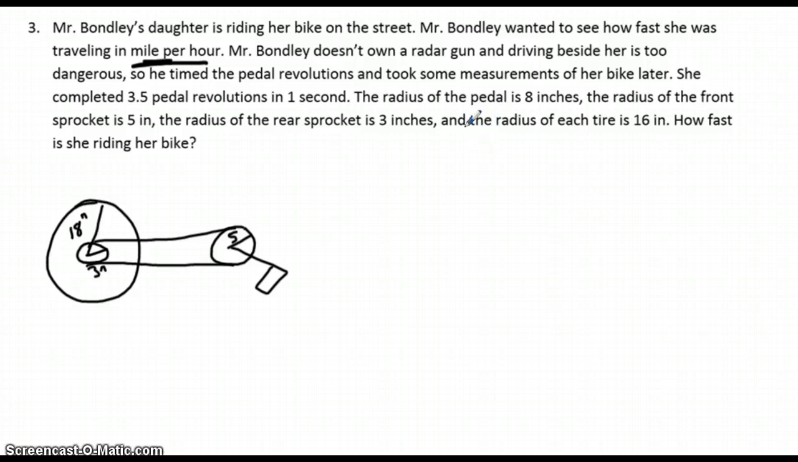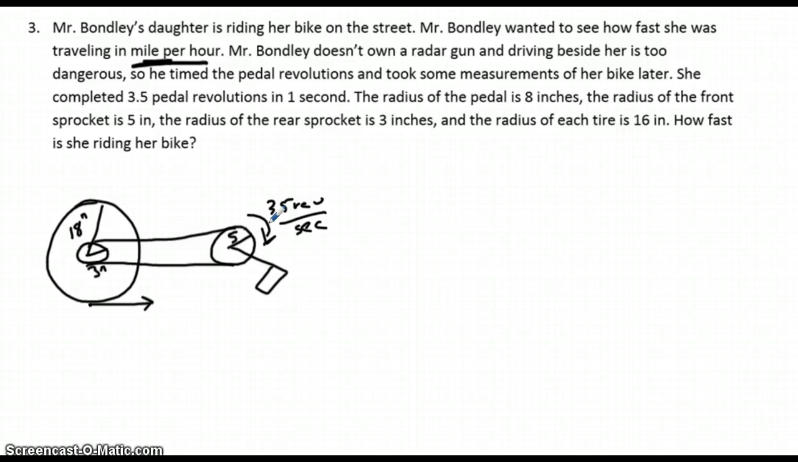All right. We know that there is an angular velocity of this front part of the system here. Okay. Now, if we know this angular velocity, we could transfer that to linear velocity of the chain, which we can then use to figure out the angular velocity of this rear sprocket, which is the same angular velocity of the rear tire. If we knew the angular velocity of that rear tire, we could transfer that to linear velocity of the rear tire, which will tell us how fast the bike is going.